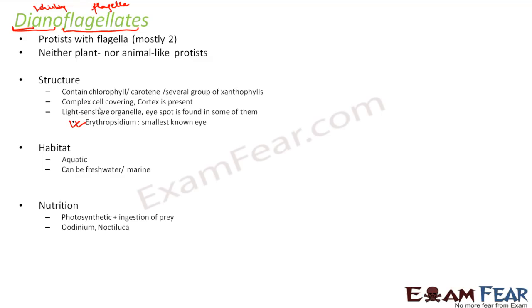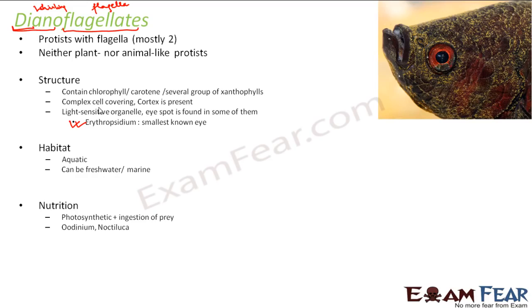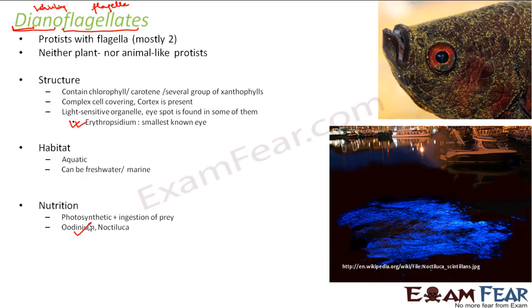So some examples of Dinoflagellates would be Oodinium. Here you can see in this picture, there is a fish. If you observe it very closely, you see some yellow spots on the fish. These yellow spots are nothing but Oodinium, Dinoflagellates. So this fish is infected by Oodinium. This appears as golden colored dust over the body of the fish.